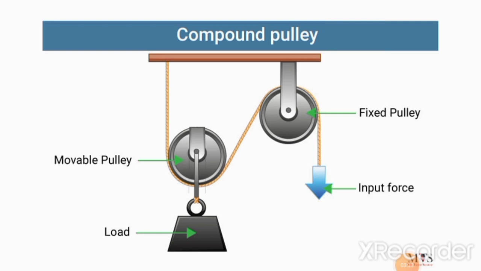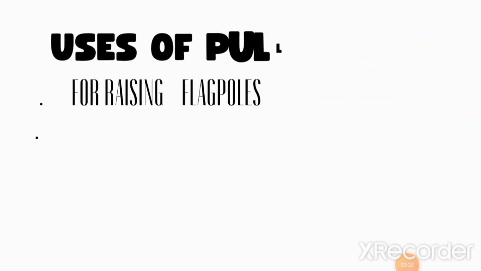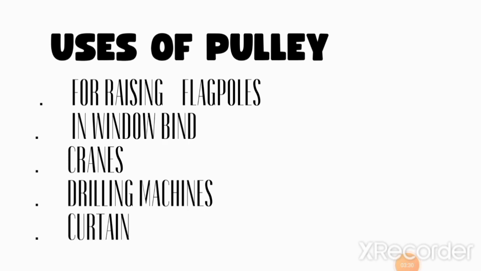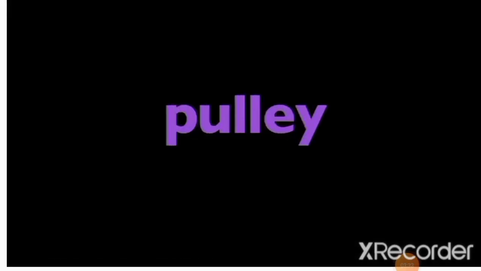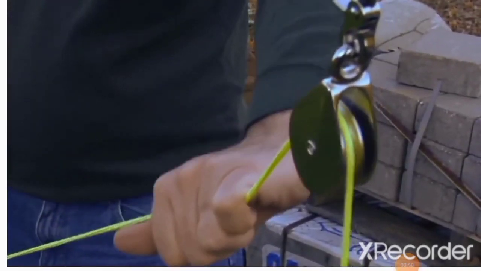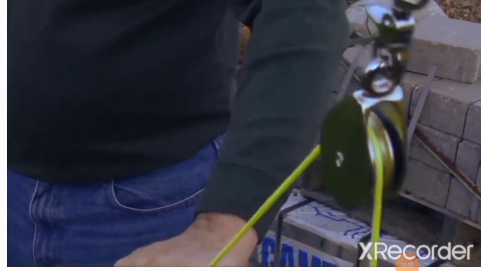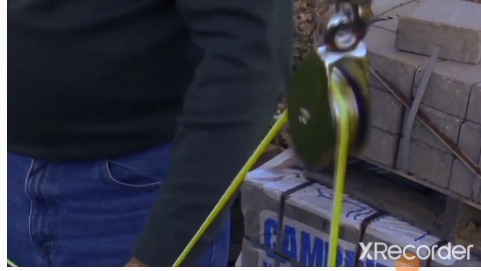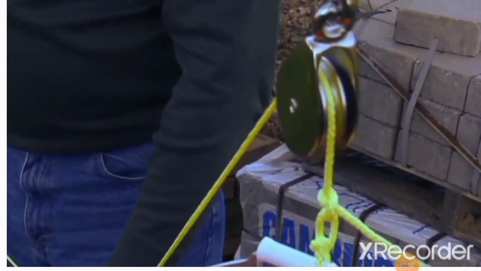In this program, we are going to learn about pulleys. A pulley is a machine with a wheel and a rope for lifting. A pulley is a simple machine. A pulley is a wheel with a groove around it so that it can hold a rope in place. One end of the rope is attached to an object or a load of objects to be moved. The other end of the rope is left free to be pulled on.